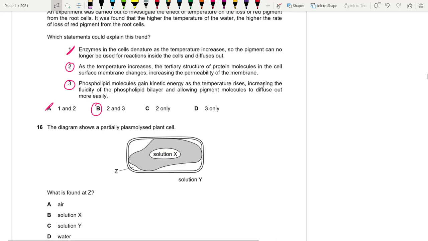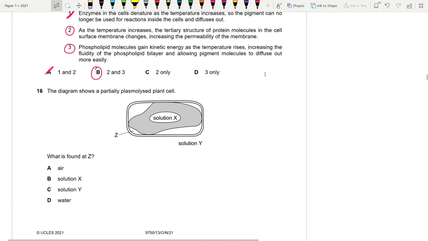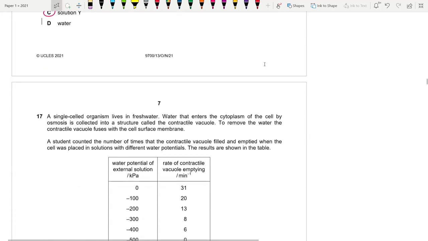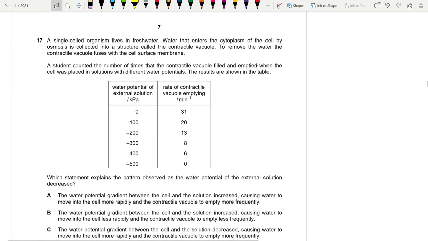The diagram shows a partially plasmolyzed plant cell X. What is found at Z? So you guys need to understand that this is the cell membrane and this is the cell wall. So what's found in Z, this region? Basically, this solution Y enters this region. So it should be solution Y. 16C, common question. 17. A single-celled organism lives in fresh water.